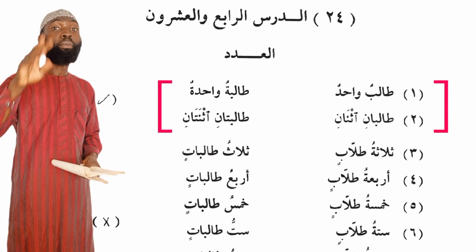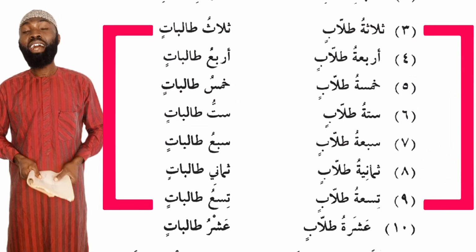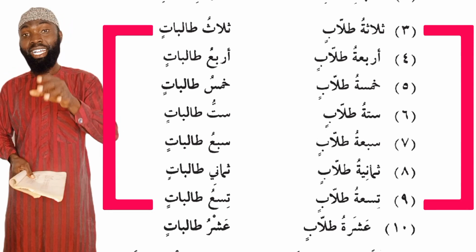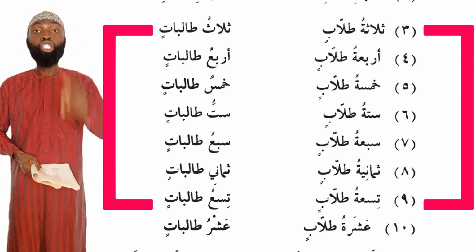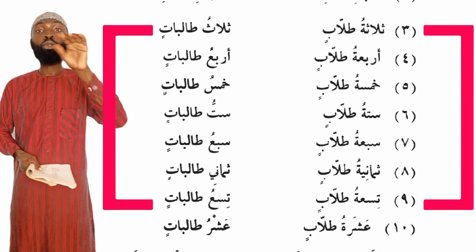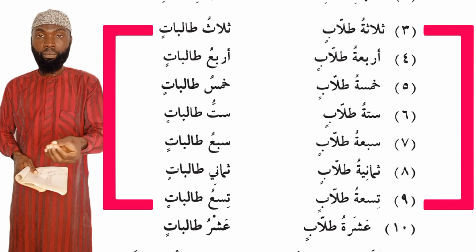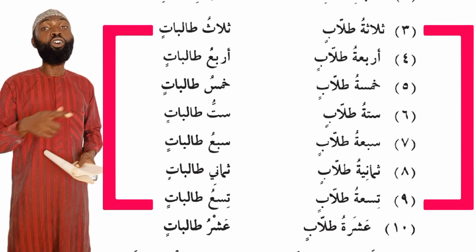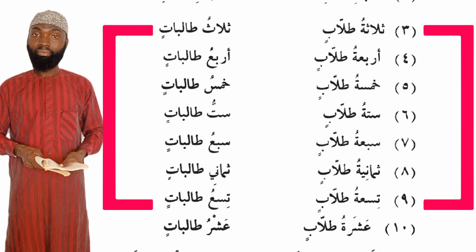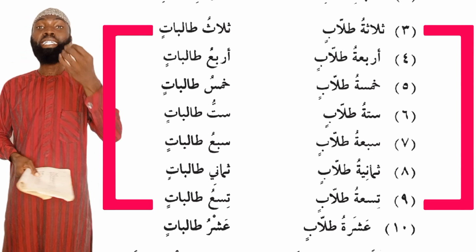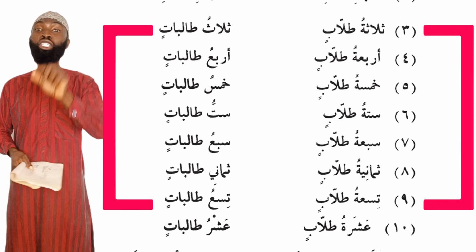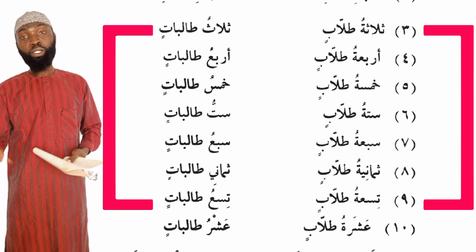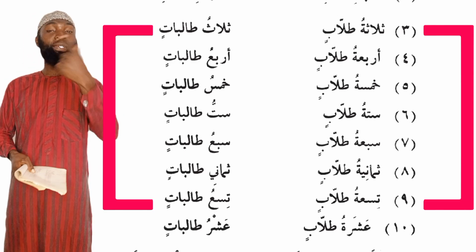As for numbers from 3 to 9, they also have a different rule. The rule states that the noun that is being counted should be in its jam'u form, the plural form. That is the first rule. The second rule says that it should alternate the number. If what is being counted is a masculine word, then the number should be coming in the feminine pattern. If what is being counted is a feminine word, then the number should be coming in the masculine form.